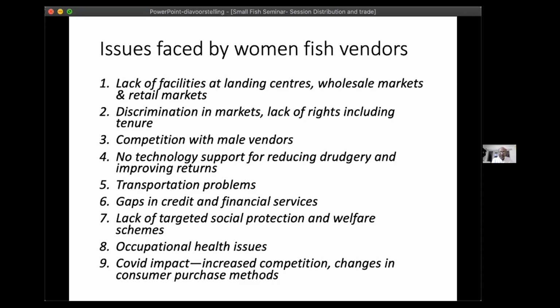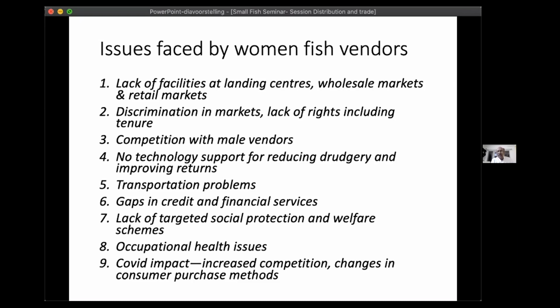Gaps in credit and financial services, especially in the sense that credit per se is not unavailable, but the cost of the credit is the issue. So there are various systems which are all quite expensive, informal systems, and the risks involved in informal systems, the problems related to that, push up the cost.